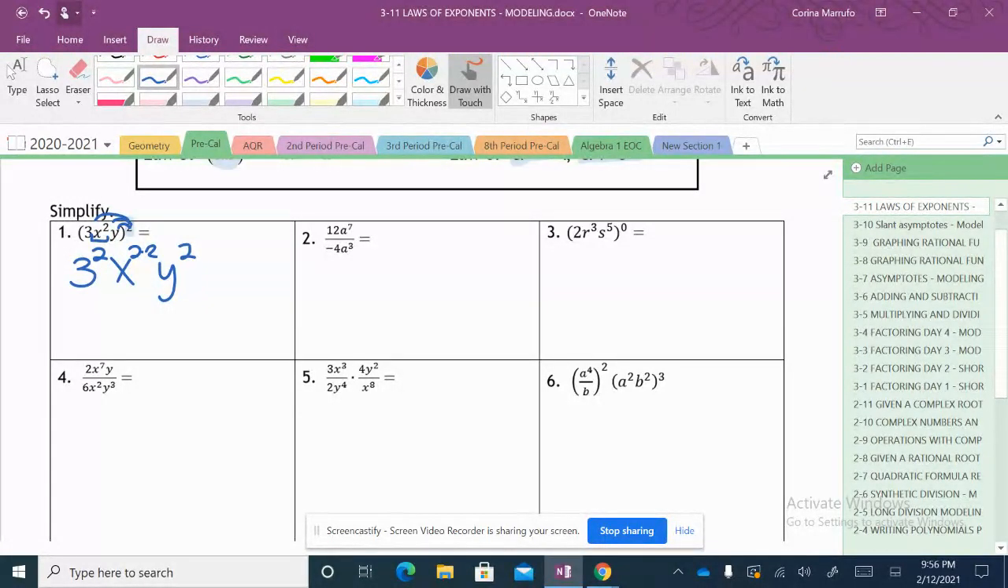So I'm going to simplify this. 3 to the second power gives you 9. And then x, 2 times 2 gives us 4, y squared. That's it. The next one, so here we have division.